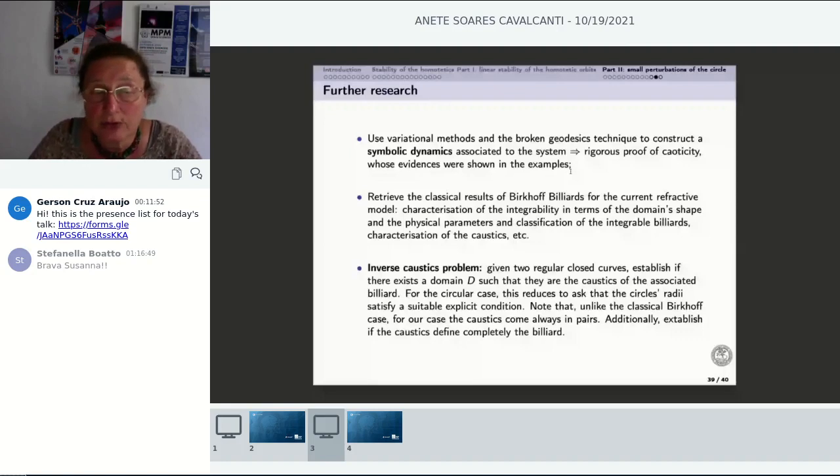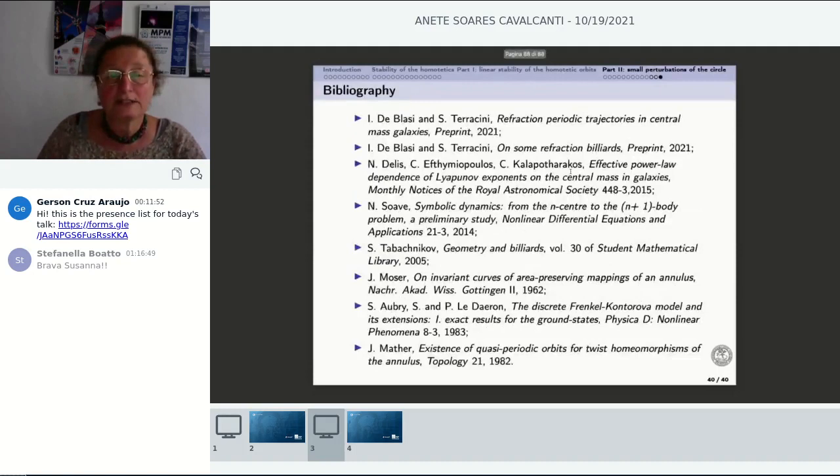And then, as I mentioned before, I think it is very interesting to study the inverse caustic problem. So when given two regular closed curves, is there a domain D for which these are in fact the caustics of the associated billiard? This is different from the case of classical billiards because of the interaction of the two caustics. So it is different.